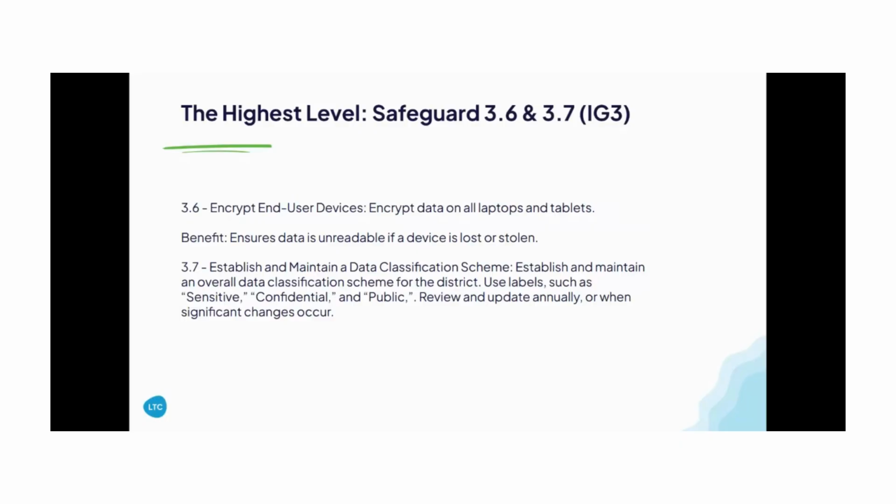Safeguard 3.7, Establish and maintain a data classification scheme. Create and maintain a data classification system for the district. Apply labels like sensitive, confidential, and public to all data, and review the system each year or whenever significant changes impact security. These safeguards will get you started, but be sure to check the full CIS Controls document for all the safeguards in this control.